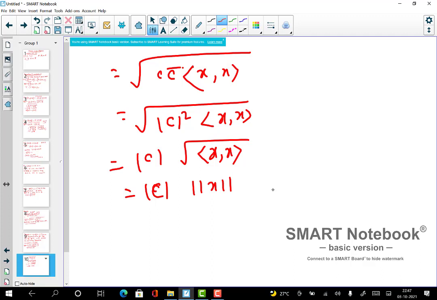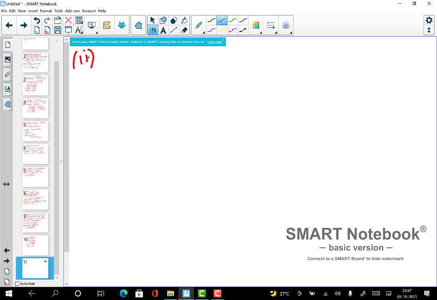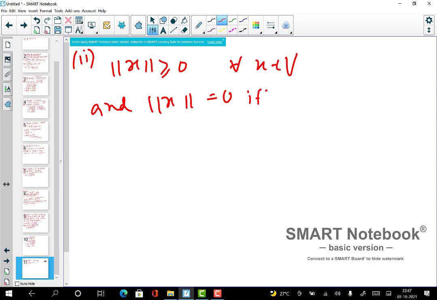The second property is also simple: the norm of any vector is always non-negative, for all x belongs to V, and moreover it is zero if and only if x equals zero. But that is obvious from the property of the inner product, because the norm of x is the positive square root of the inner product of x with x. Whenever x equals zero, the inner product of x with x is zero, so the norm is zero. Conversely, if x is not equal to zero, then it is the positive square root of a positive inner product, so the norm will be positive. So this is obvious, the proof is trivial, and you can do it as homework.